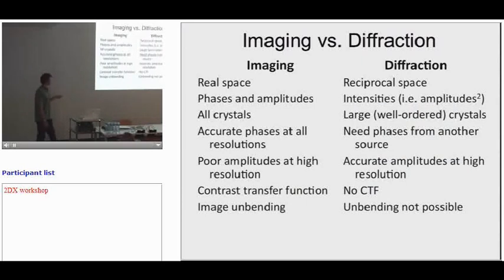Another difference that I've already described is that you have good phases at all resolution ranges from images, whereas with diffraction, you have no phases at all. One of the major advantages of diffraction, on the other hand, is that you get accurate amplitudes at high resolution, whereas with images, because of the modulation of the CTF and the dampening of the amplitudes, you end up with fairly poor amplitudes at high resolution, particularly ones that are close to the CTF transitions. It's fairly hard to correct for that accurately. And so by using diffraction, you can sample those amplitudes very well because there is no CTF and there's not the modulation of the amplitudes.